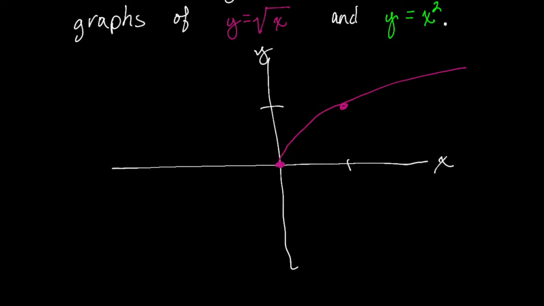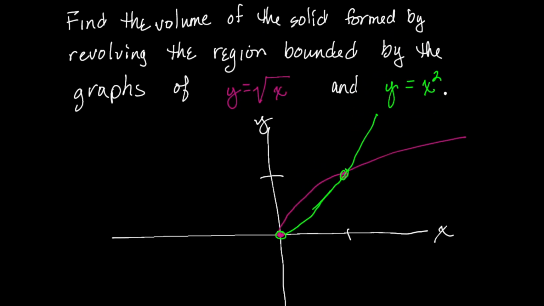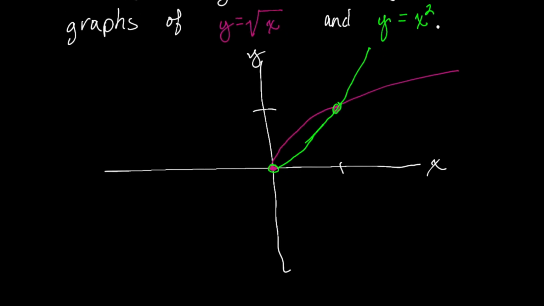The other one is y equals x squared. All right, but that goes the other direction. That will also, when x equals 0, y equals 0. And when x equals 1, y equals 1. But it's an exponential, so it's going to keep going up like this. All right? So we want to find out the volume of the solid formed by revolving these around.